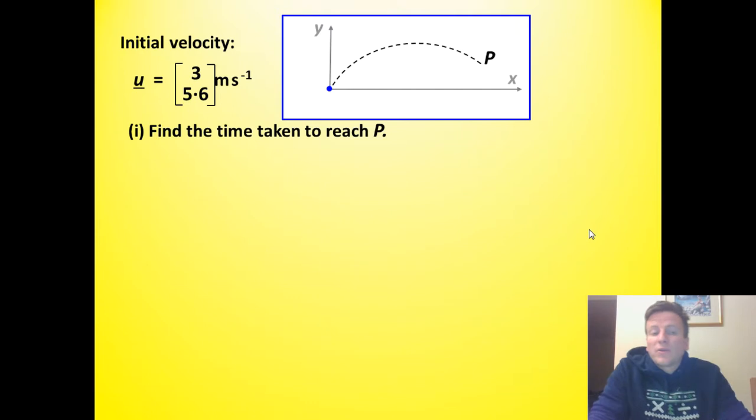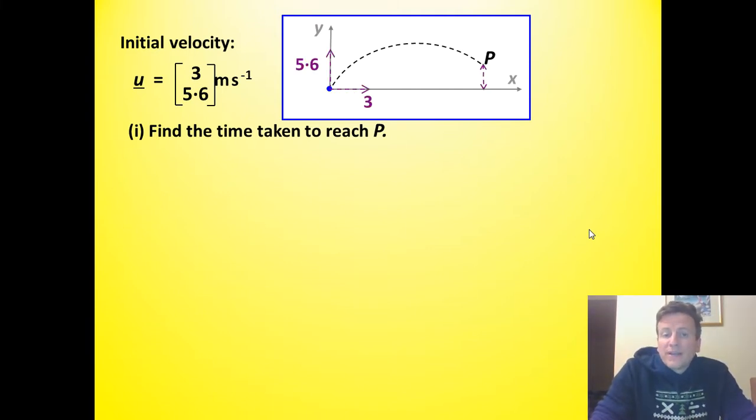So again, it's about writing down what you know. Drawing little graphs will become important, and just labeling up what you know. So we're putting in 5.6 in the y, in the x direction we've got 3, and we're trying to get up until it reaches the height of 0.7. That's where it's getting intercepted or caught. So it's looking for the time to reach point P.